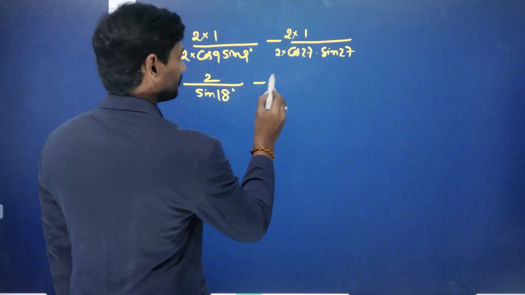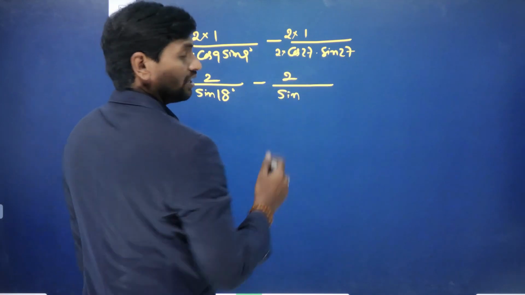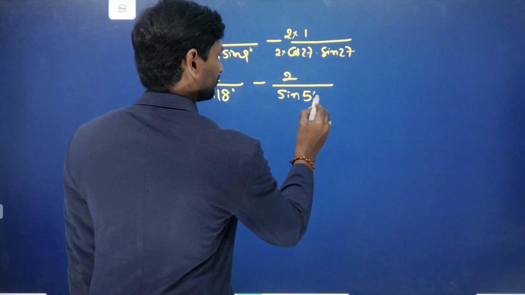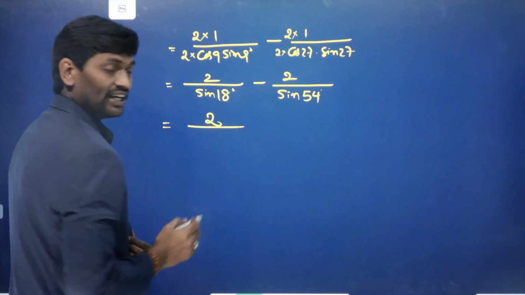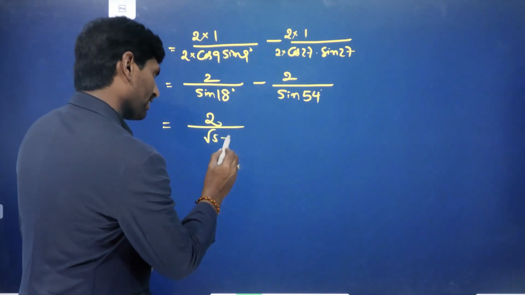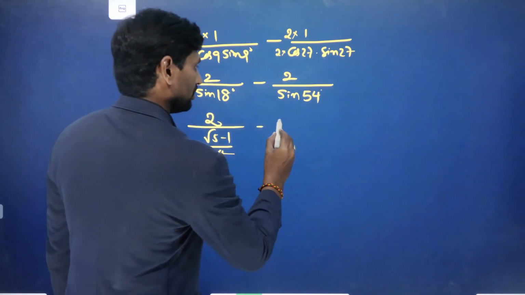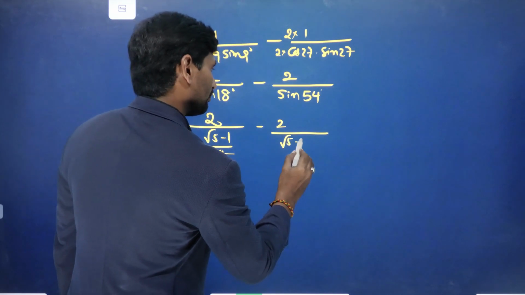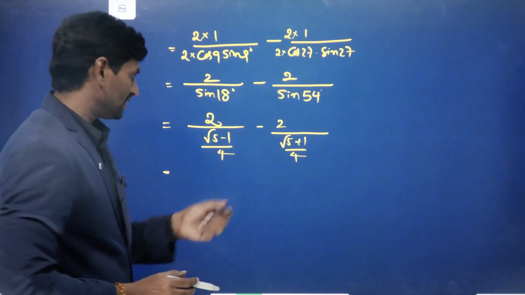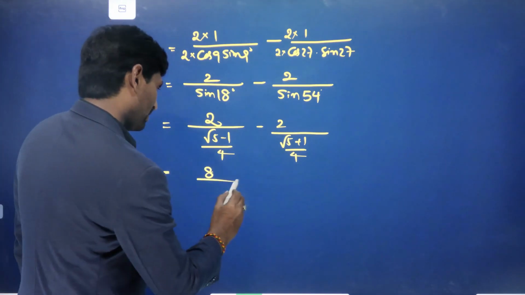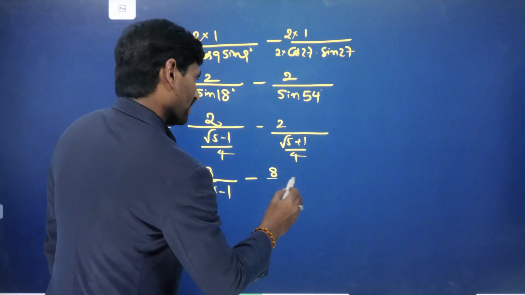Okay? And for this one, 2 into 27, 2 27s are 54 degrees. So let us substitute the values: sin 18 degrees is nothing but root 5 minus 1 by 4, am I right? That is the sin 18 degrees value. And this one, root 5 plus 1 by 4. So apply the reciprocal here: 2 into 4, 8. 8 by root 5 minus 1, minus 8 by root 5 plus 1.